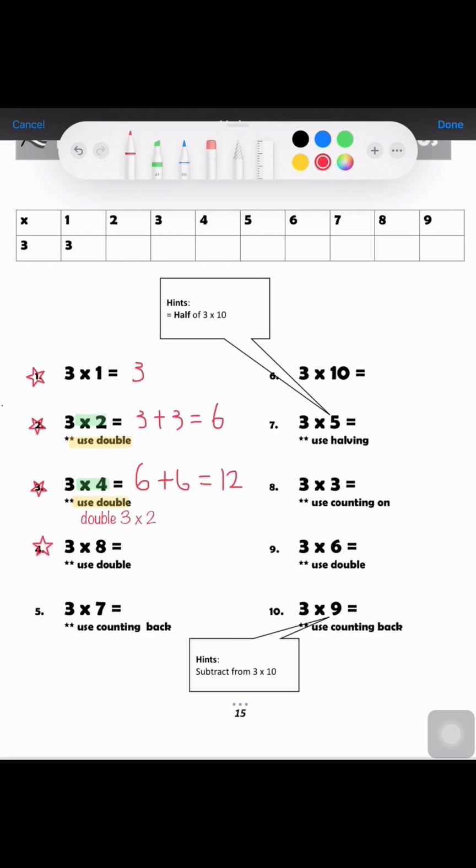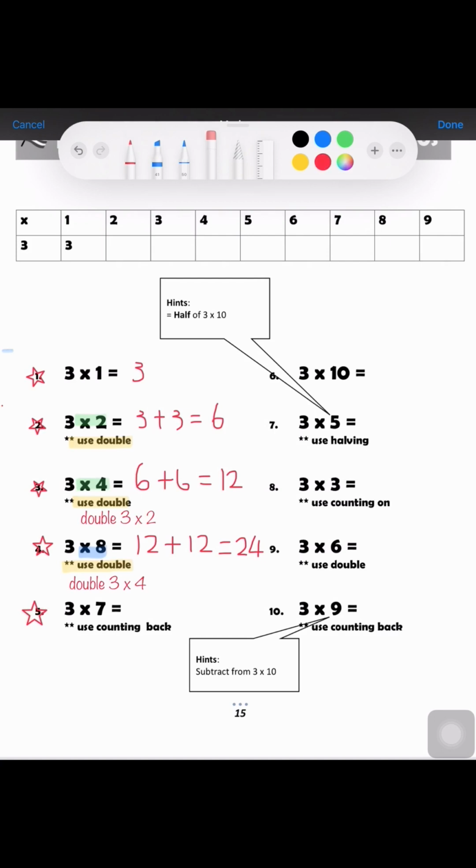Next, we find 3 times 8. 8 is the double of 4, so we can double 3 times 4 to find 3 times 8. 3 times 4 is 12, so 12 plus 12 is 24. So 3 times 8 is 24.